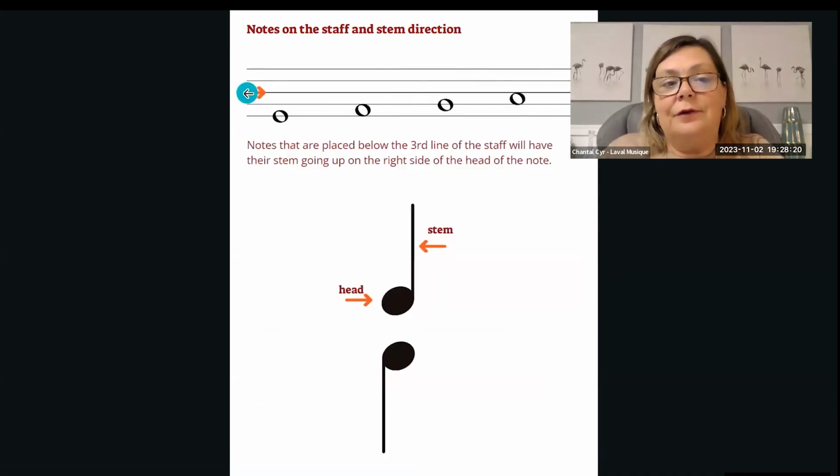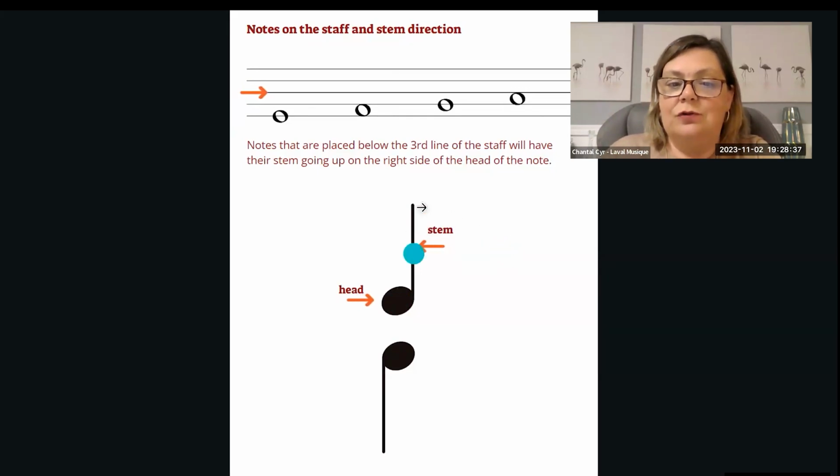So here you've got the third line. Notes that are going to be placed under the third line will have their stem going up. And when the stem goes up, it's always on the right side of the stem, a little bit like the letter D.